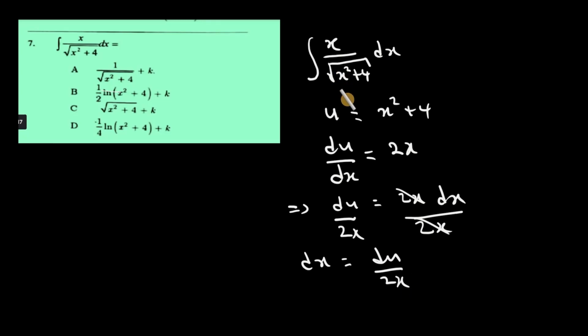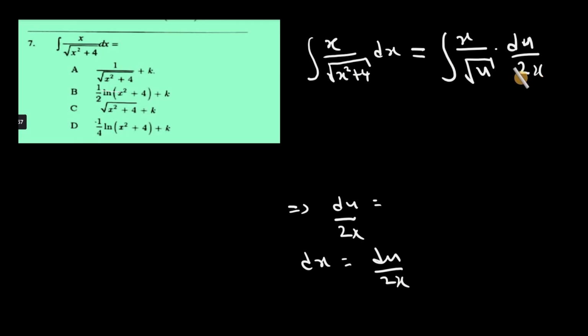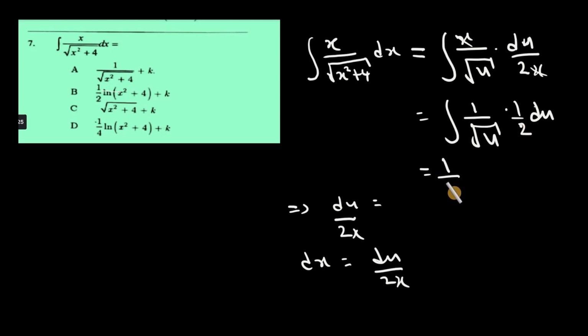That means the integral of x all over root of x squared plus 4 dx is the same as the integral of x over root u, since u was equal to x squared plus 4, and then dx will be du all over 2x. Observing clearly, you see x cancels x here. I'm going to be left with the integral of 1 all over root u times half du. From the properties of integration, I can factorize out the half, which is half integral of 1 over root u du.